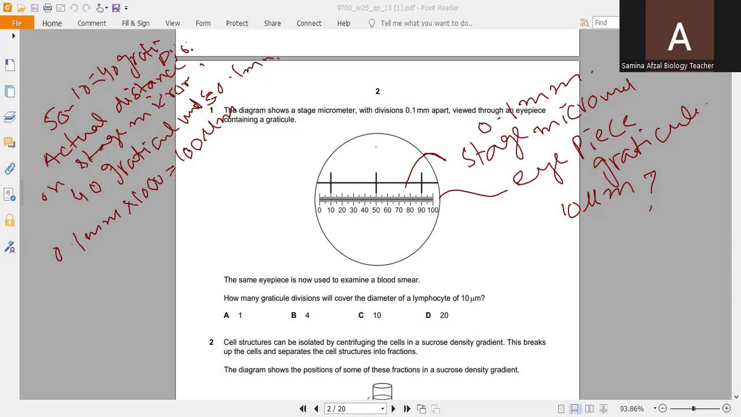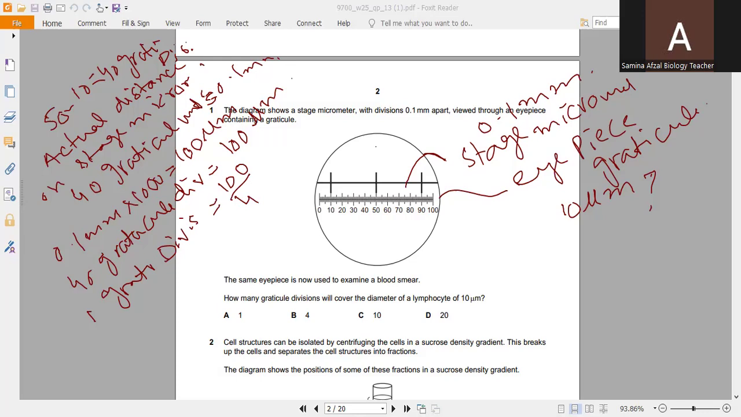Now 40 graticule units, or divisions, are 100 micrometer. So now we have to calculate the value of 1 graticule unit. The 1 graticule unit or division will be equal to 100 divided by 40, so it is equal to 2.5 micrometer. So 1 graticule unit is equal to 2.5 micrometer.